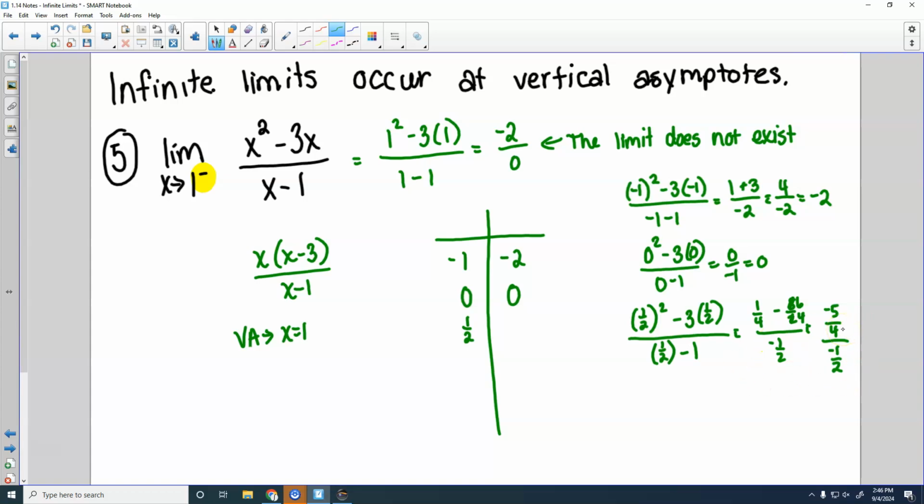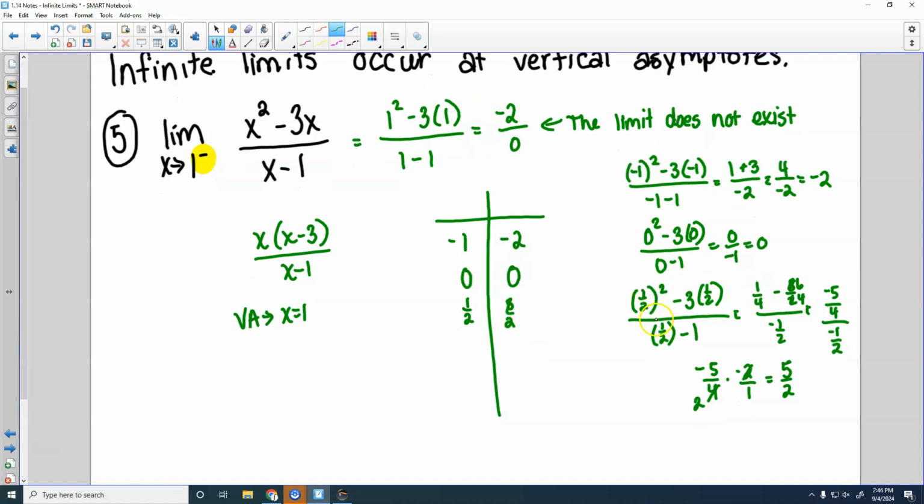Now I've got a complex fraction, dividing fractions, easy as pie. Flip the second, multiply: -5 over 4 times -2 over 1. I would reduce before I multiplied, and you will get +5 over 2. There. So we got 5 halves there. I'm feeling like it's positive infinity because I am increasing here.